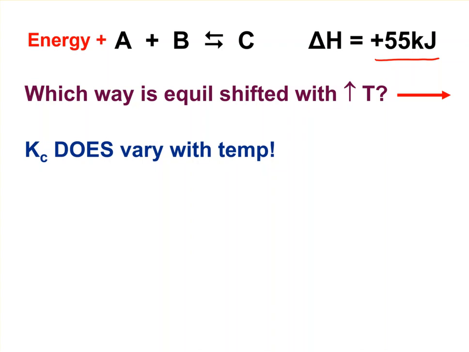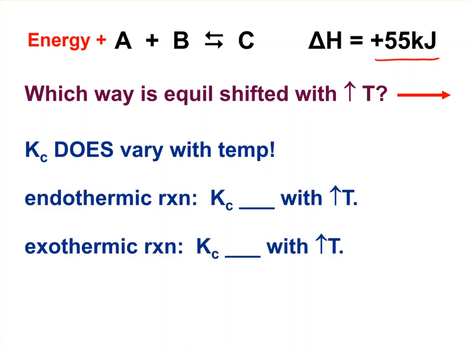We said that Kc does vary with temperature. The way that it varies depends on if the reaction is endothermic or exothermic. And this is pretty complicated. I don't memorize it; I reason it out by thinking about if energy is a reactant or product and how it shifts that way. And remember that Kc is product over reactant.